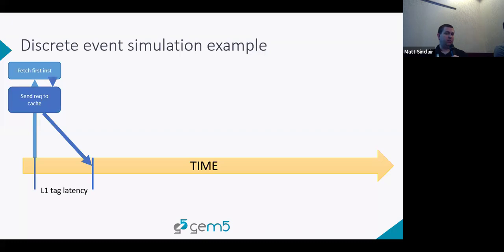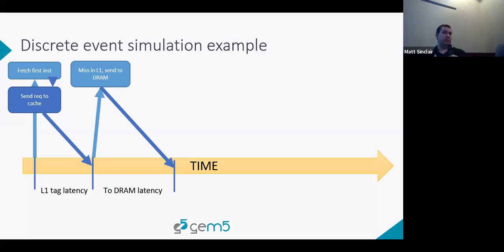the first instruction. It might send a request, say, to the iCache, because we need to figure out what that instruction is. That iCache has some tag latency to do that access. And so that means sometime later, we'll actually do the access at the L1. If it misses in the L1, well, then we need to send it to the L2, or if there's no L2, to the DRAM. And again, there's some latency to do that access.